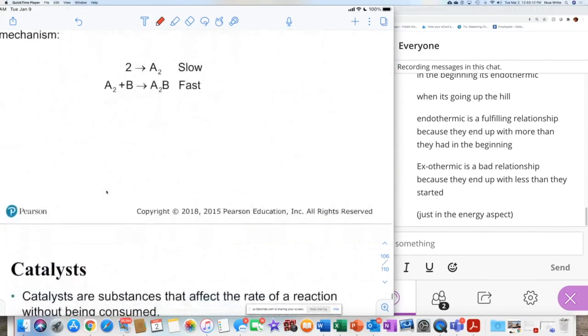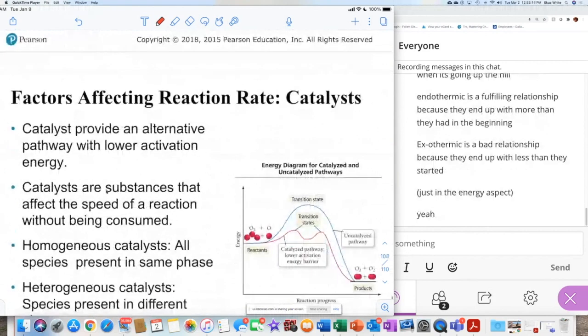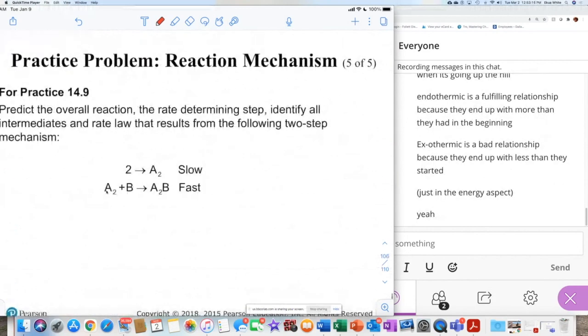More practice. Oh, so we end up with the catalyst right here. We don't say a lot about the catalyst. Let me make sure I finish this part here. We do have more practice here. Once again, there is something missing. It should have been 2A. For this one, the intermediate you can see will be A2, right? Then they say find the overall and identify all intermediates.